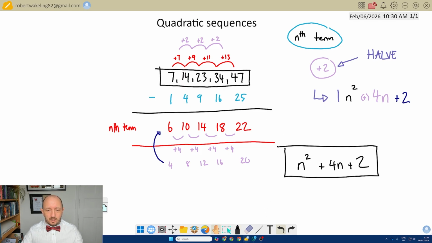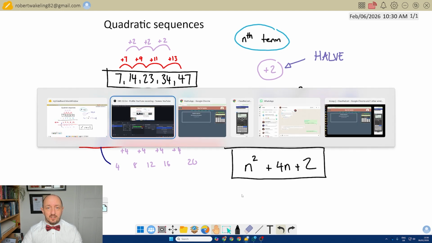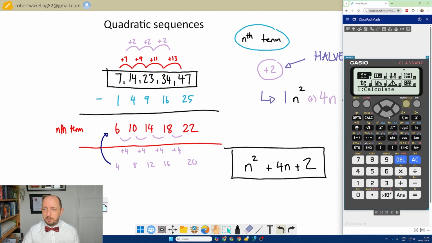Okay, so I'm not 100% confident I got that correct. So let's go to our calculator and go to the table function. The table function we usually use for graphs, but we can also use it to check our nth terms and our quadratic sequences. So I'm going to put in n squared, I have to use x, 4x plus 2. Start at 1, end at 5. That works perfectly for my sequence: 7, 14, 23, 34, and 47. So I know that this sequence gives me this pattern of numbers.